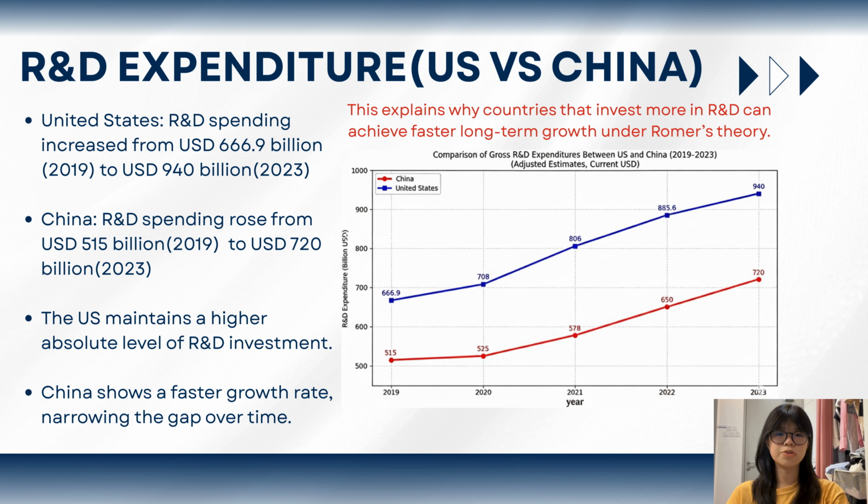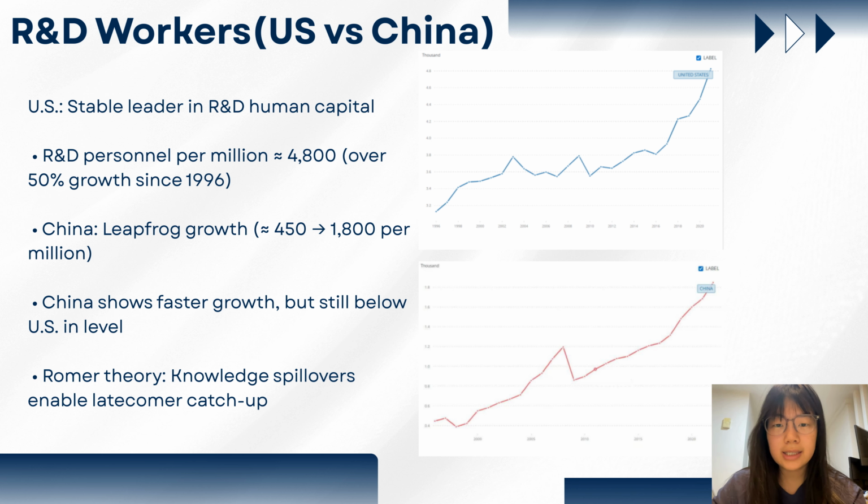This slide highlights differences in R&D human capital between the United States and China. The United States demonstrates stable leadership, with around 4,800 R&D personnel per million people. This stability reflects the U.S. advantage in maintaining a high-density research ecosystem rather than relying on rapid expansion.